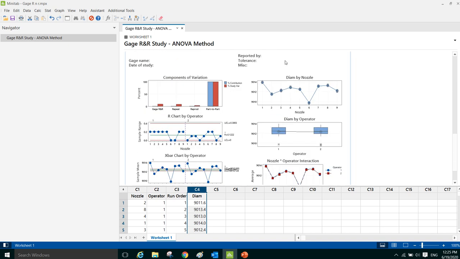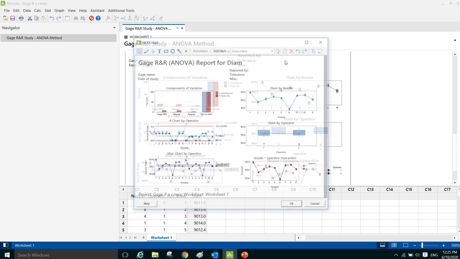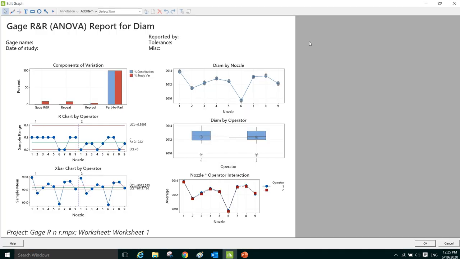So if you look at the graph here, I will maximize the graph. Okay, there are 6 graphs output from this result. So the first graph, components of variation: visually we know that the part to part is the most significant factor impacting the variation in our measurement result. The R chart here is showing the repeatability. Okay, the R stands for range. It shows the repeatability of the operator.